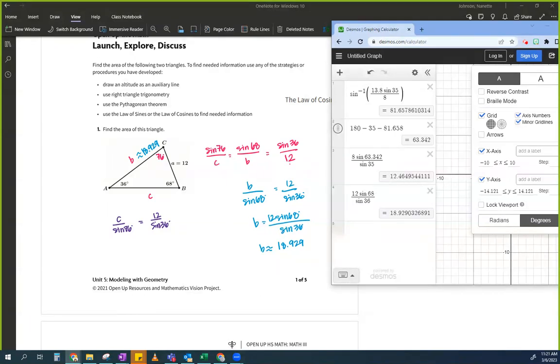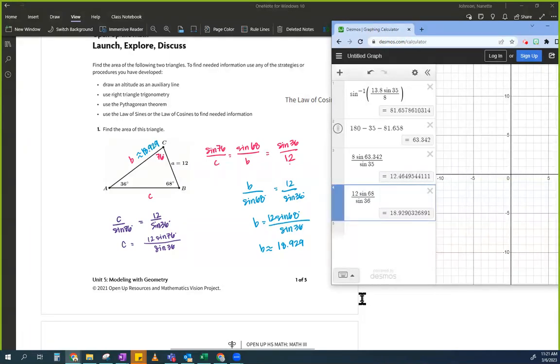Okay, if you found C, you should have found C is equal to 12 sine 76 over sine 36. And then you would have plugged that in, which is the same exact equation as this, except for the 68. I'm just going to rewrite this. So 12 sine 76 divided by sine 36, it's already in degrees. So I got 19.809. C is about 19.809. Okay, so you're kind of done here, except for you just need the height.